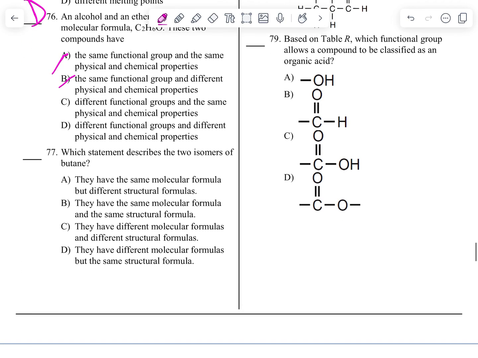Two isomers of butane. Isomers are the same number and kind of atoms, but different arrangement. So they have the same molecular formulas, but different structural formulas.